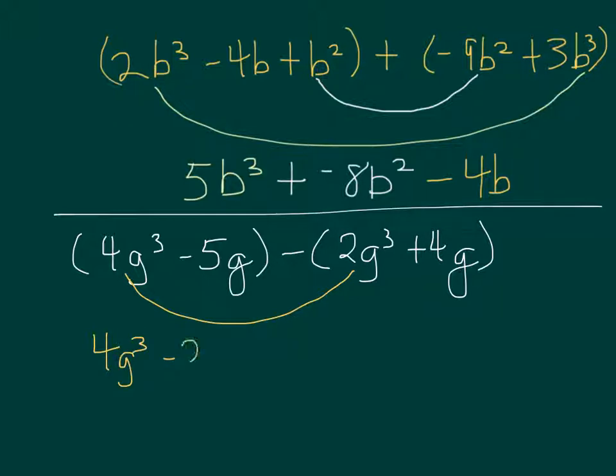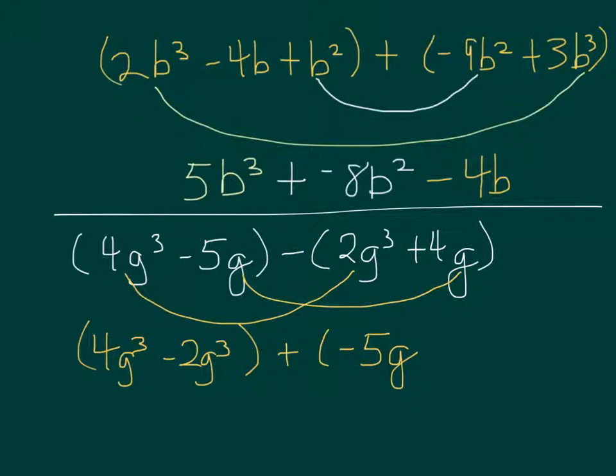So 4g cubed minus 2g cubed, and I could put that in parentheses. It's important to remember that this is not plus, this is minus. And then I have these two are like terms, the 5g and the 4g. So we would have a negative 5g, and then we want to be sure that we realize that it's minus the 4g, okay? So minus 4g. Remember that this subtraction sign subtracts the 2g cubed, but it also subtracts the 4g as well.